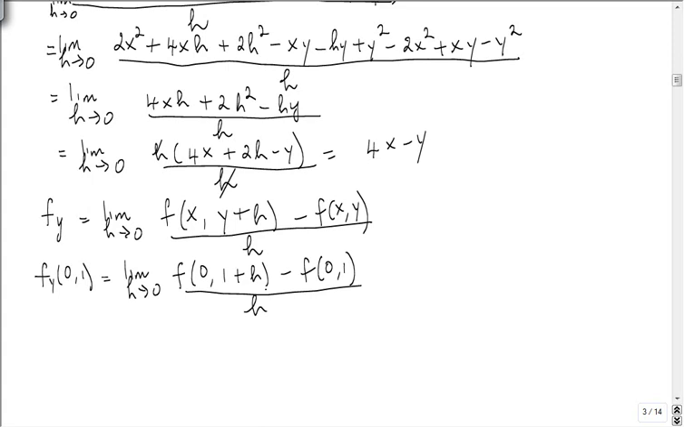Okay? Now you're going to use the function that you are given. Any questions so far? So let's substitute. So f(0, 1 + h). In the function, put 0 for x and 1 + h for y, right? So we have no first term, no second term, but we'll have (1 + h) squared minus f(0, 1). Put 0 for x and 1 for y. This is just a 1, over h.